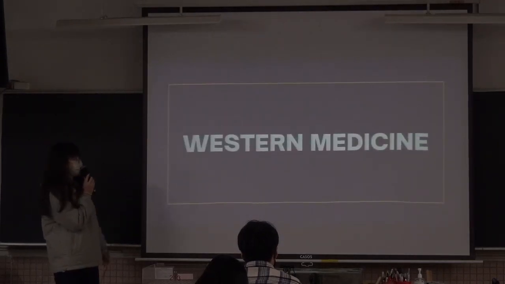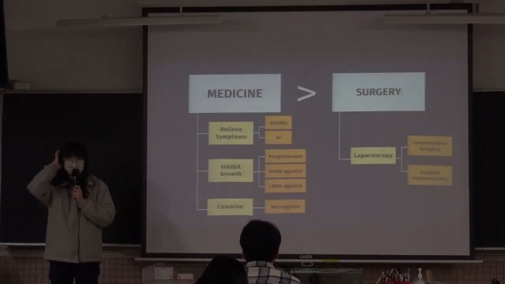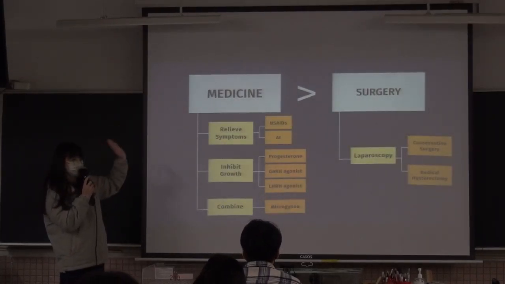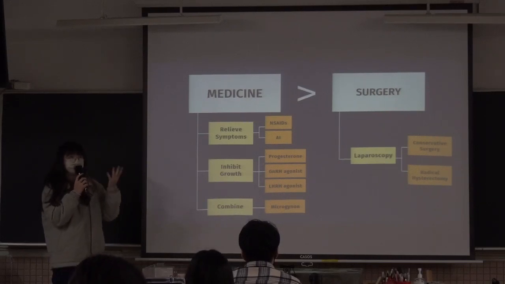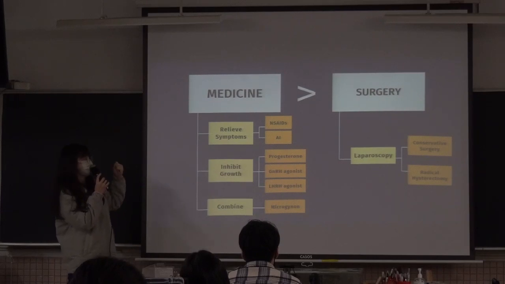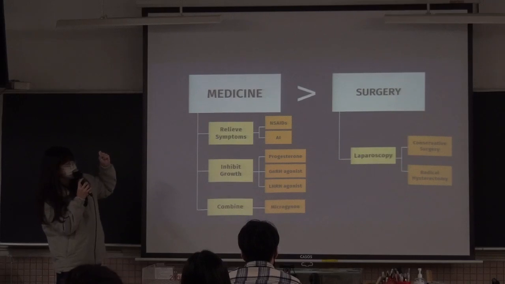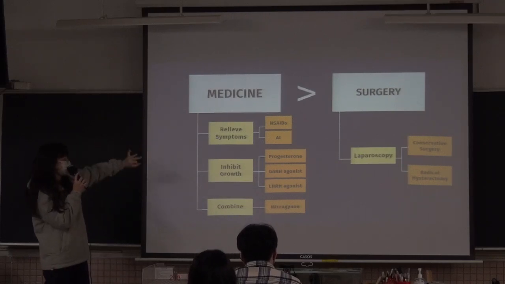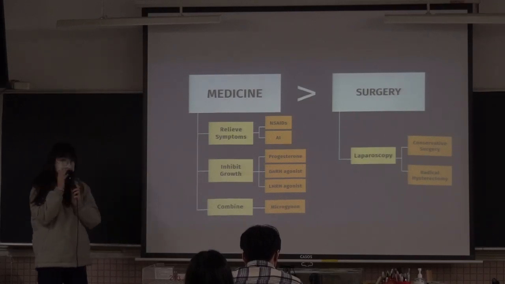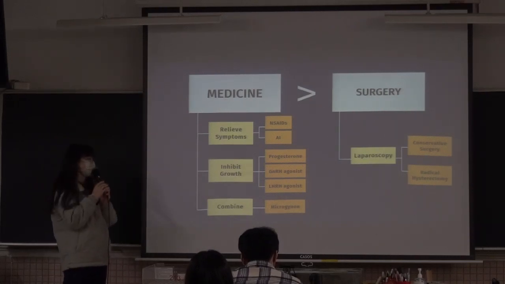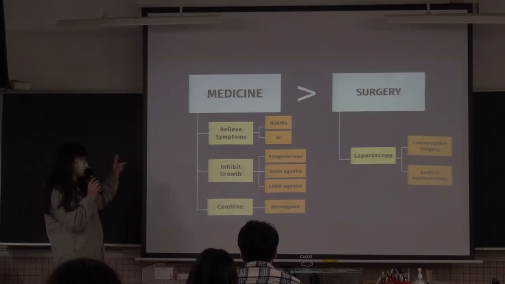So the second one is Western medicine. Western medicine will use medicine first, and if the woman's cyst is larger than 5 centimeters, or it's not effective to use medicine to treat, then the doctor will choose to use surgery. And medicine has 3 kinds of main functions. First one is to relieve symptoms. Second one is to inhibit cyst growth, and the next one is to convert function.